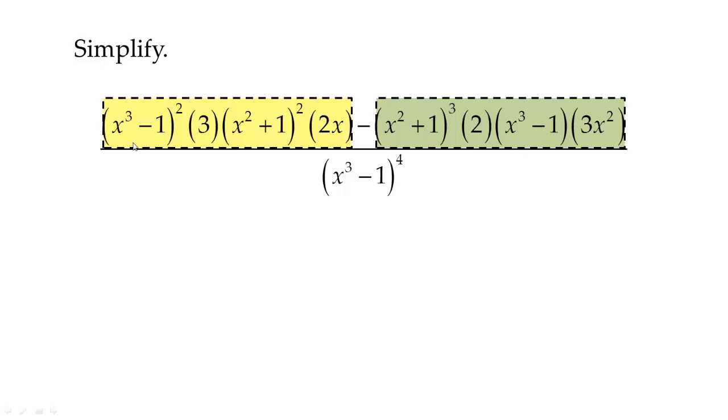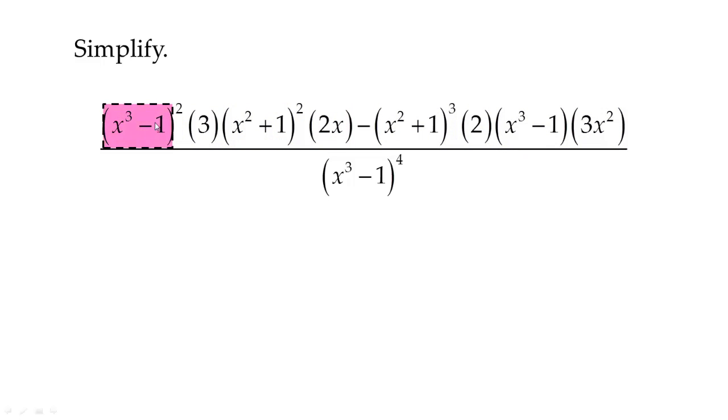Within this term on the left, we have a factor of x cubed minus 1. In fact, we have two of them because it's x cubed minus 1 squared. In the right-hand term, we also have a factor of x cubed minus 1. In our left and in our right terms, we also have x squared plus 1. In fact, we have two of them in common because we have it squared here and cubed here, which means that there's at least two that are being multiplied together. In fact, there are three.